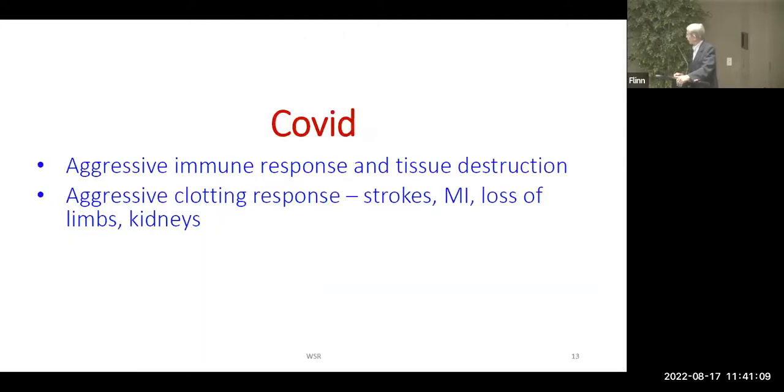So getting back to the COVID was really a good example of what happens when our immune system is challenged in ways that it hasn't been before. You had an aggressive immune response with massive tissue destruction from a cytokine storm. You also had aggressive clotting response resulting in strokes, heart attacks, loss of limbs, loss of kidneys. So the immune system was hearkening back to the old days when it really had to fight for us, but it hasn't more recently until a challenge such as this.